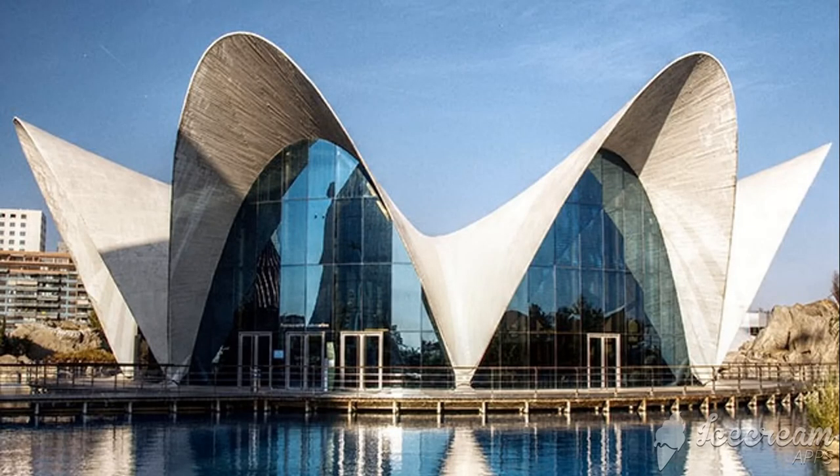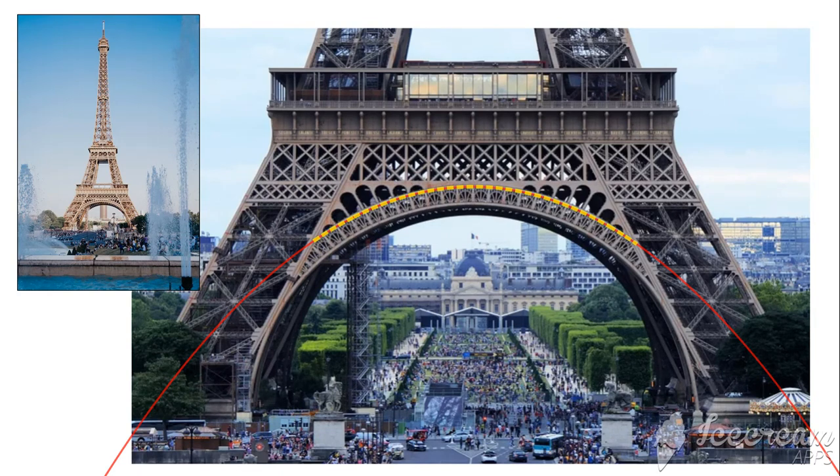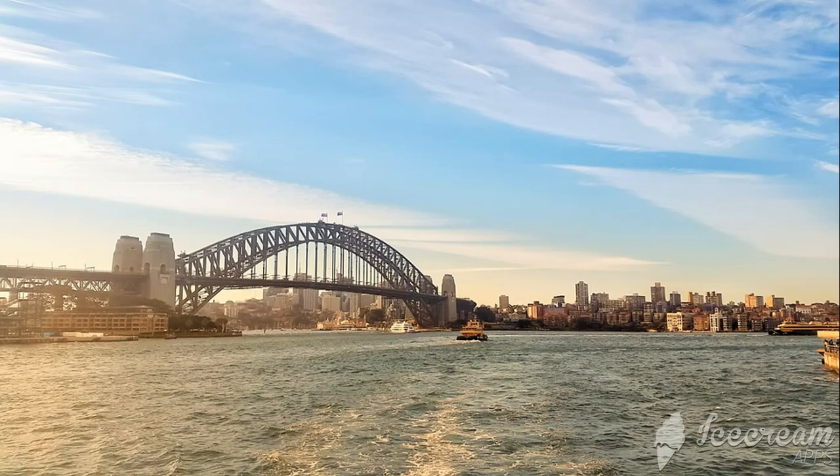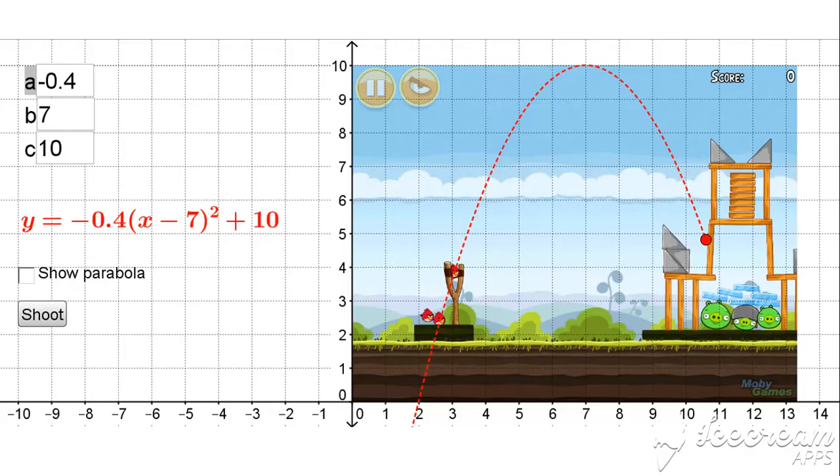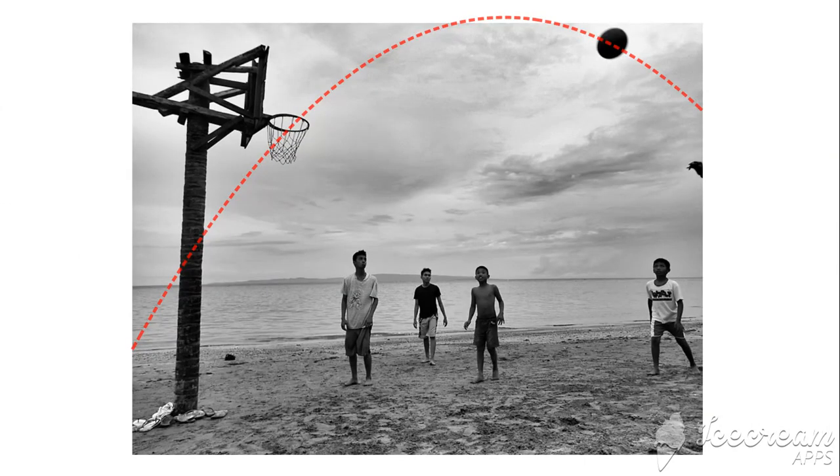Parabolas have been used over thousands of years to produce all sorts of amazing architecture and buildings. The Eiffel Tower has a parabolic shape in one of its arches. The Sydney Harbour Bridge uses a parabolic arch. And parabolas are used in all sorts of motions, especially when things are thrown up and they come back down due to the effect of gravity. So parabolas are used in all sorts of motion type projectiles.